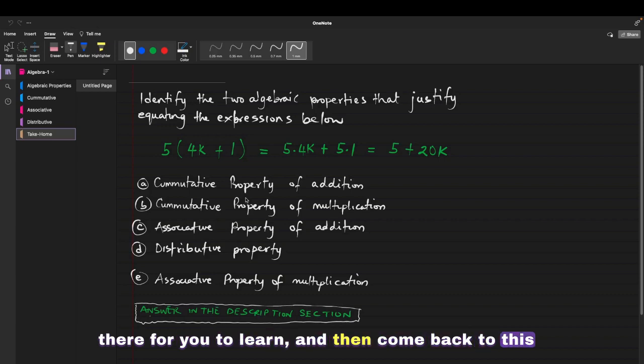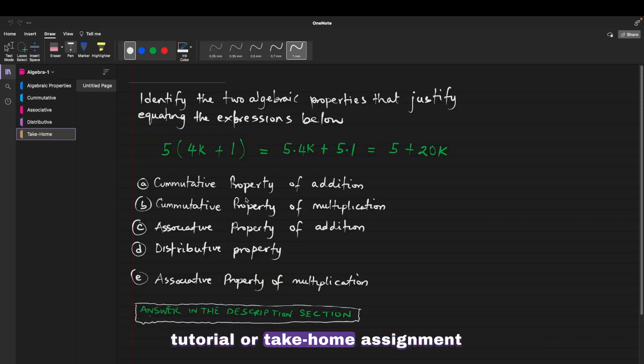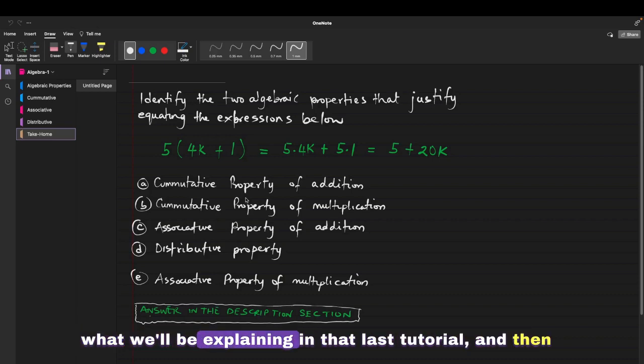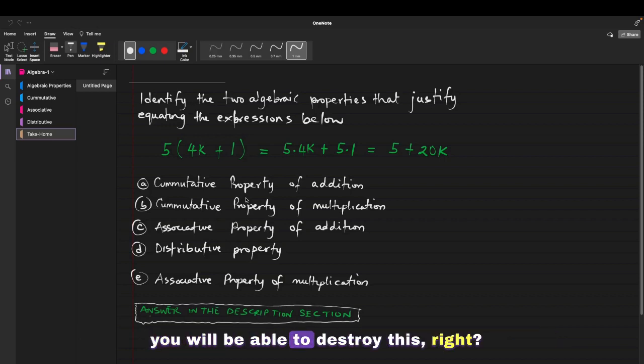And then come back to this tutorial and then come back to this take-home assignment to solve it by yourself. Trust me, it's very simple. You just need to take a little time to understand what we explained in that last tutorial, and then you will be able to destroy this, right? So yeah, destroy. I really mean that.